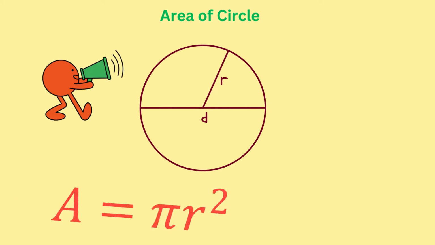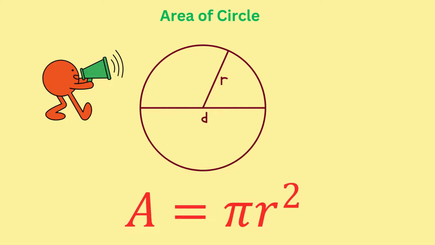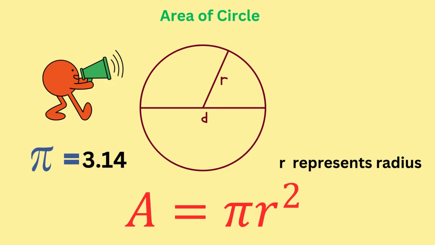Let's move on to the circle. To find the area of a circle, we use this simple formula. Area equals pi times r squared. Here, r represents the radius, and pi is approximately 3.14. Let's start with the radius. The radius is the distance from the center of the circle to any point on its circumference.